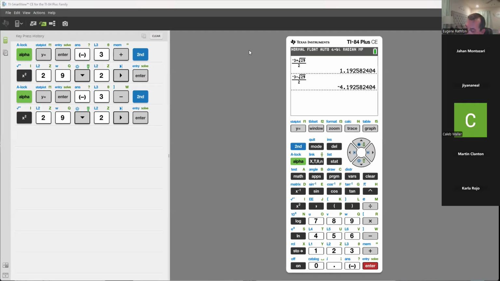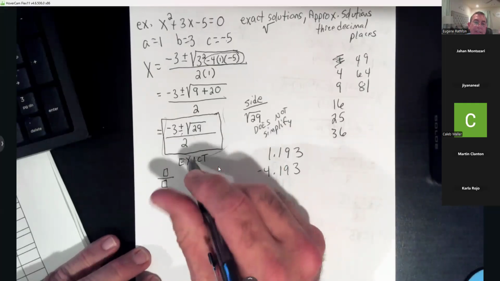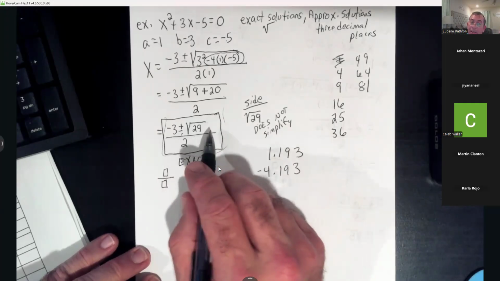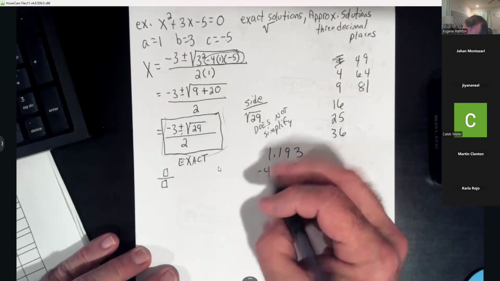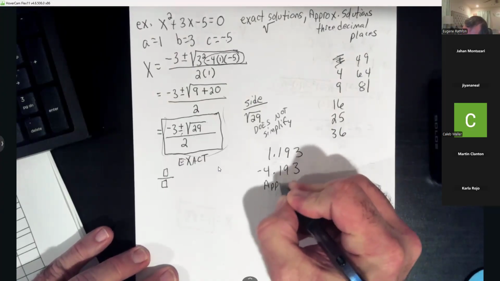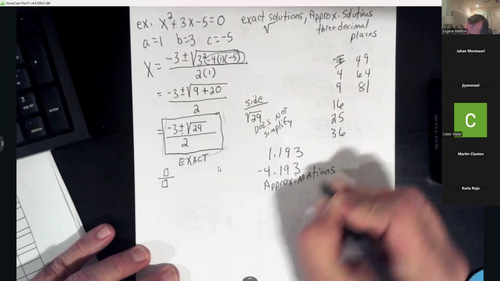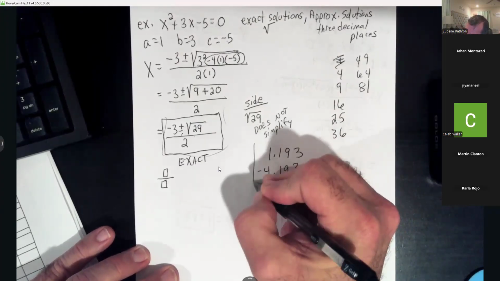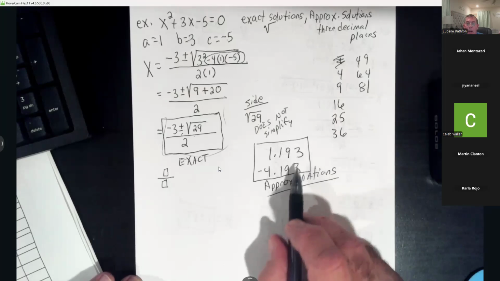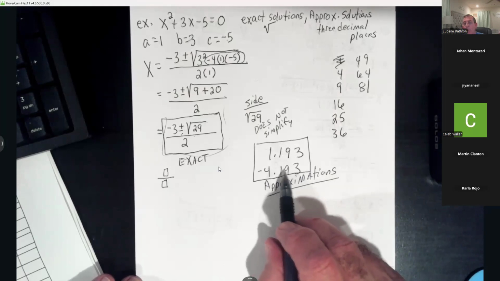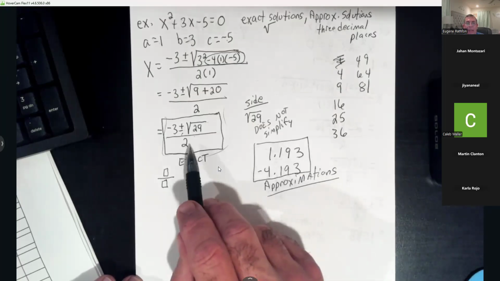All right, y'all. So it's going to ask for exact. I would probably use the plus or minus for this one instead of trying to write this twice like I was putting it in the calculator. And then these are the approximations you would put in: 1.193, comma, -4.193. Okay, so approximations and then exact.